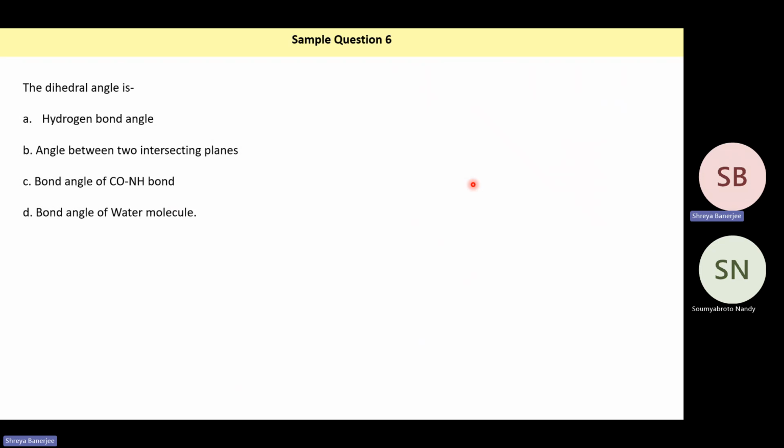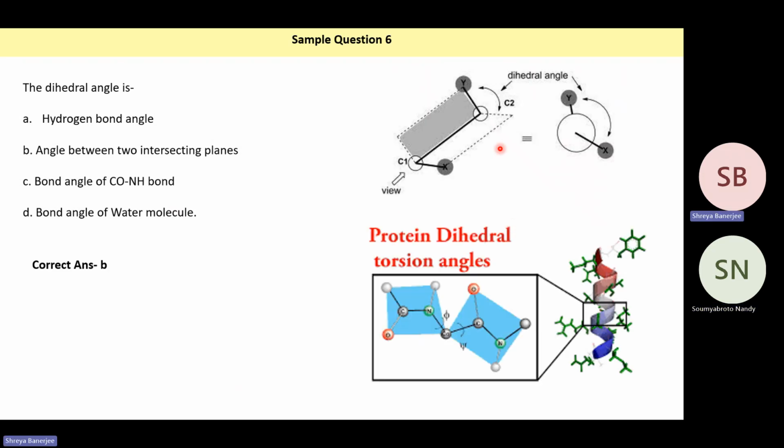Okay, so this is asking what is the dihedral angle? Angle between two intersecting planes. Yeah. So we talked that a dihedral angle is basically you have 4 atoms which constitute the dihedral angle. The first 3 atoms form one plane. The next 3 atoms form another plane. And between these planes, you have an angle that is your dihedral angle. That is why it is the angle between 2 intersecting planes.